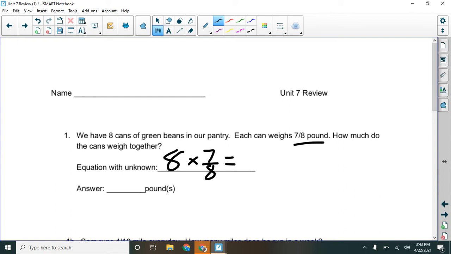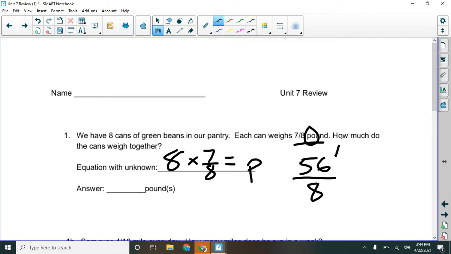equals, and then our unknown here, I like to use whatever it is that we're talking about, P for pound, but you could have used X or Z or whatever letter you want. Now, I want you to multiply those and just give me the improper fraction that you get to start. Okay, 8 times 7 is 56. 56/8. Now, right, we've talked about how to convert this into a whole number or a mixed number.